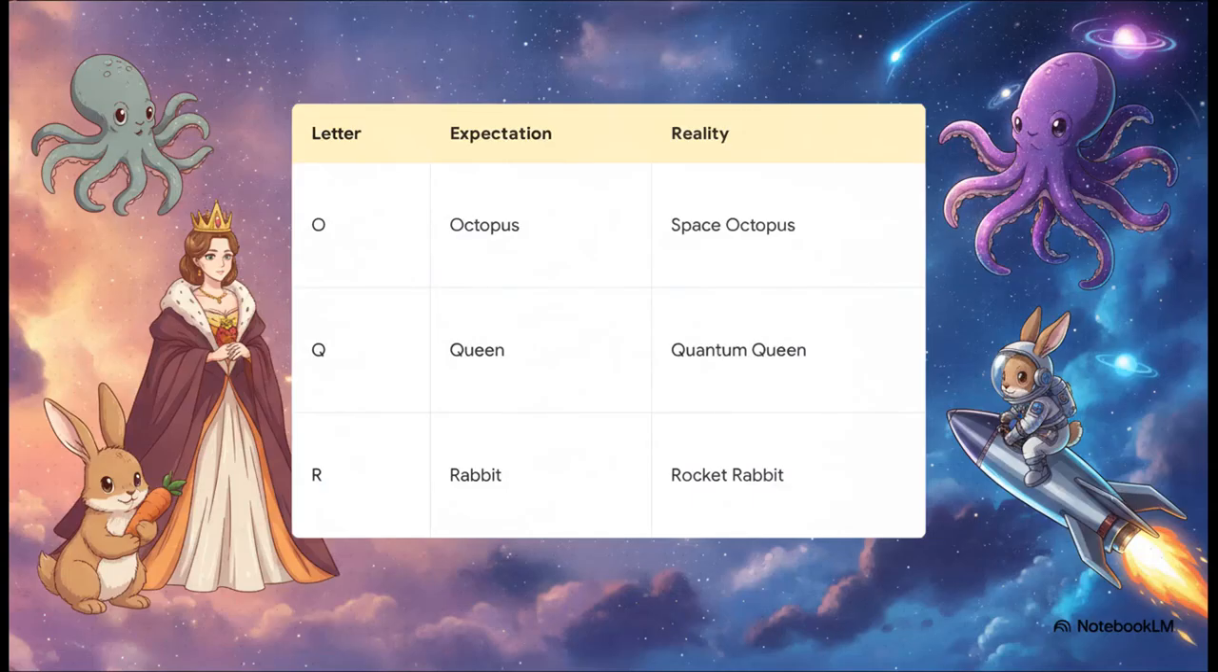Now, looking up at the cosmos offers an entirely new narrative landscape. A standard octopus is reimagined floating through the stars as a space octopus, while a rabbit trades its underground burrow for a literal rocket ship. And by upgrading a traditional monarch into a quantum queen, we're essentially disguising vocabulary expansion as pure sci-fi entertainment. It's absolutely perfect for engaging visual media.